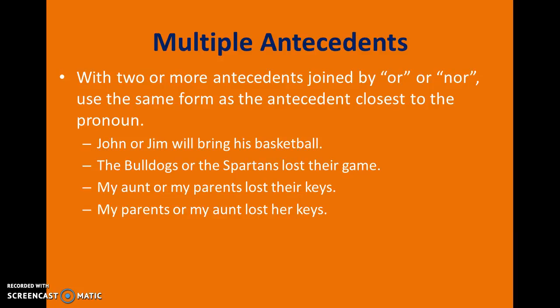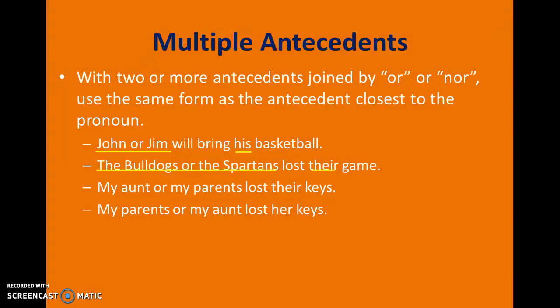So if you were to say John or Jim will bring his basketball, John or Jim are both singular subjects, so you would use a singular pronoun to refer to them, whichever one it is, so you would therefore use his. In the second sentence, we have the Bulldogs or the Spartans lost their game. So now we have 2 antecedents, both of which are plural, so no matter which one it is, you still want to use a plural pronoun, which would be their.